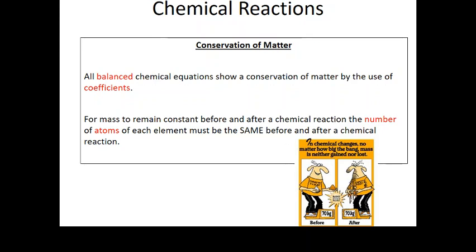So each element must be the same before and after a chemical reaction. If you look at my little graphic here, you can see that the gentleman started with 70 kilograms, put the 2 things together, they ended up blowing up, but he still ended up with 70 kilograms. Again, showing the conservation of matter.